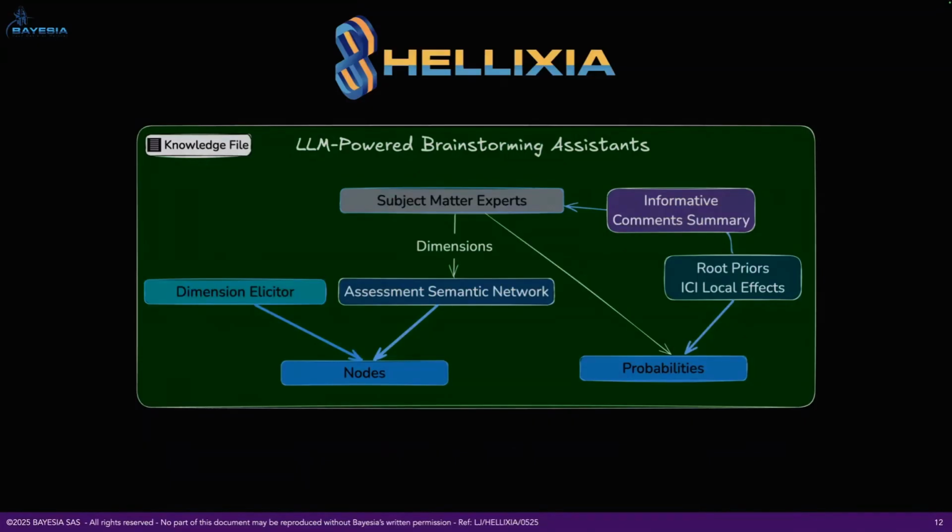And then we can also use Hellixia for the estimation of the probabilities. So when we use ICI, an independence of causal influence type of network, then we can use Hellixia for eliciting root priors or eliciting the local effect, the direct effect of the variable on the target. So this I'm going to show you in a few minutes. And Hellixia obviously is also able to create informative comment summaries based on the different comments that are associated with all the priorities that have been elicited. So very useful for the subject matter expert, who at the end of the day also has to elicit the probabilities, right?